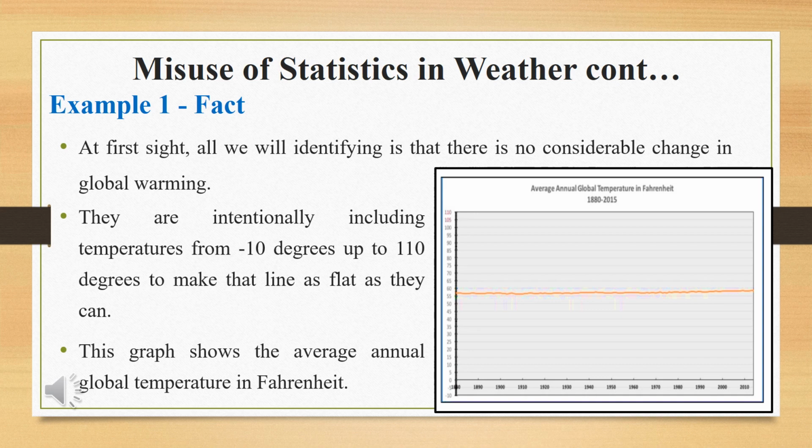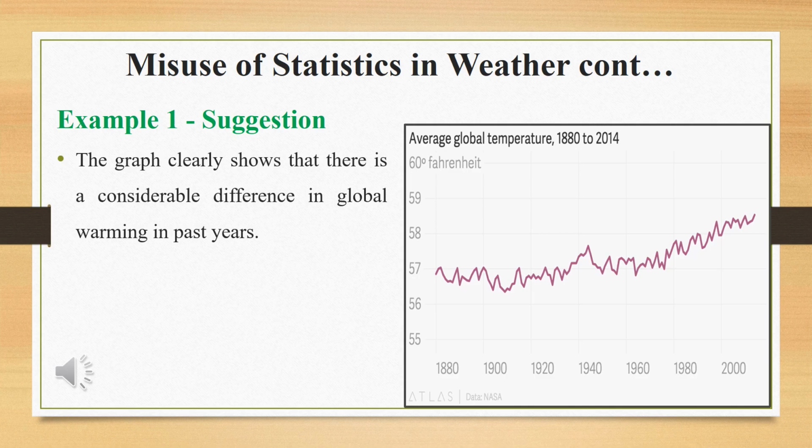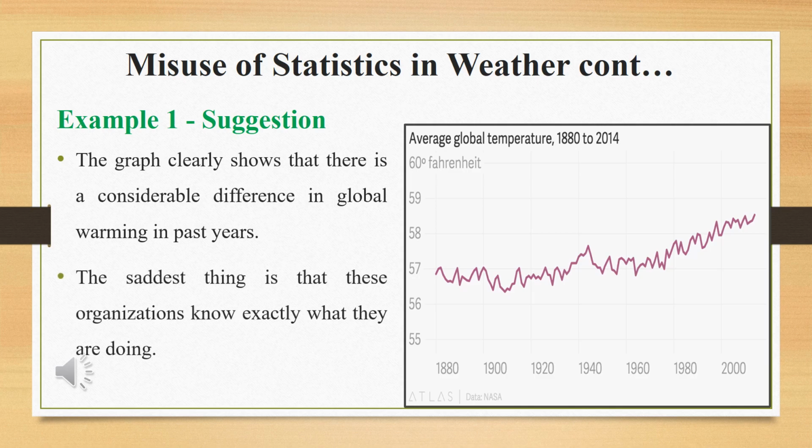At first sight, all of us will identify that there is no considerable change in global warming. Now have a look at the real graph according to the forecast. It is totally different from what you have seen before, isn't it? According to the graph, it clearly shows that there is a considerable difference in global warming in past years. Actually, the mislead was undertaken by considering a large range of y-axis unnecessarily.